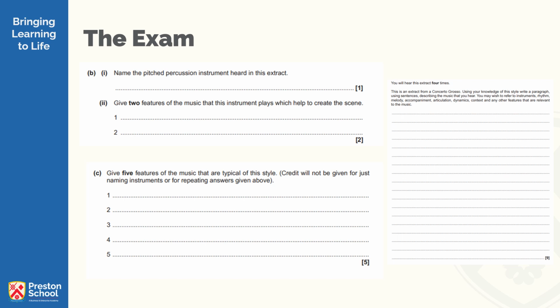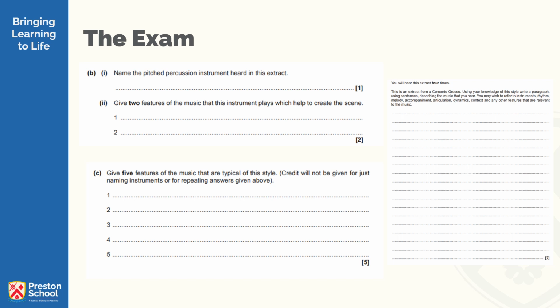So the exam is 40% and there are 8 questions. There are lots of sub-questions within that. I've put some examples here. So there are lots of 1-mark questions in the exam. And this one here happens to say, name the pitched percussion instrument heard in the extract. So this was a piece of film music and the students needed to pick out the percussion instrument that was playing the music. Then says, give 2 features of the music that the instrument plays, which helps create the scene.